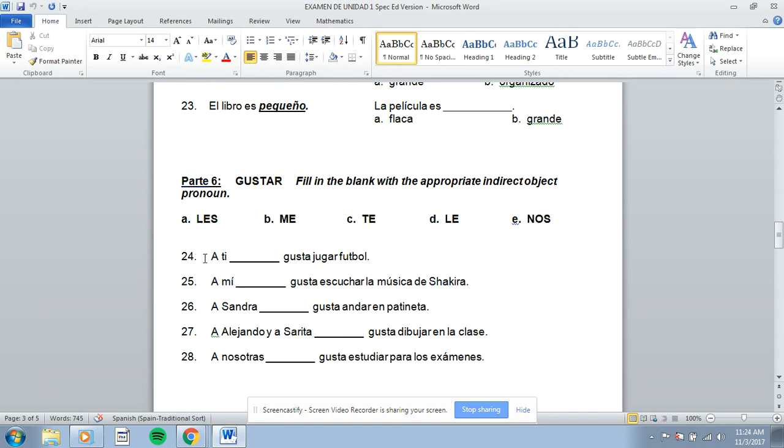Numero 24, 24, a ti. I gave you a little trick about that. So which one of these up here would you use with a ti? Bubble in A, B, C, D, or E. You're going to use each one only one time.